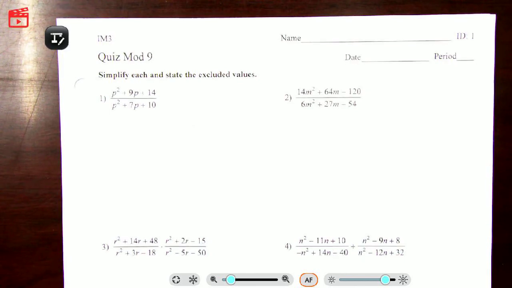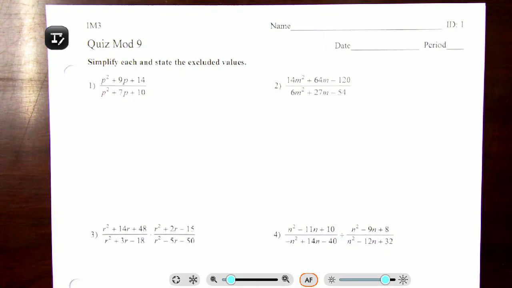Hello, beautiful people. I'm going to go over the quiz module 9, which is all rationals, and I'm going to go over the answers so that way we can learn from our mistakes.